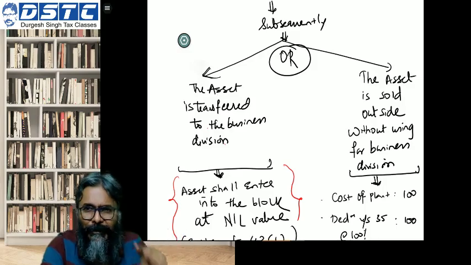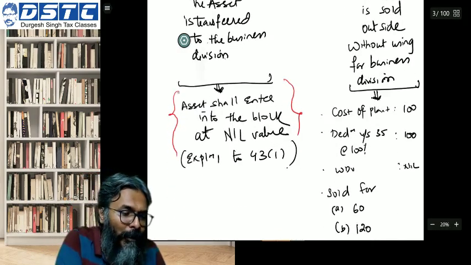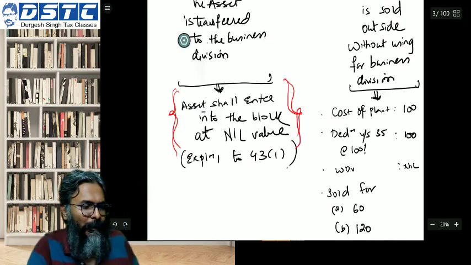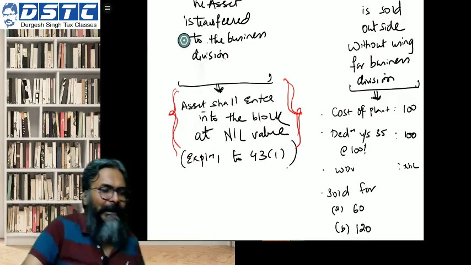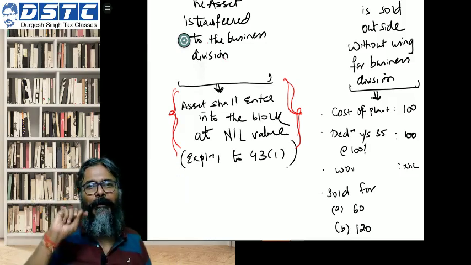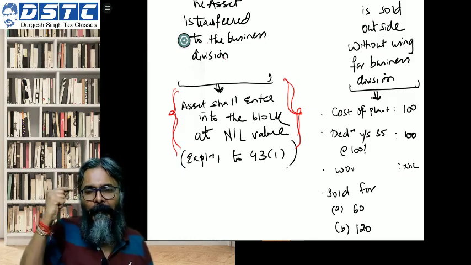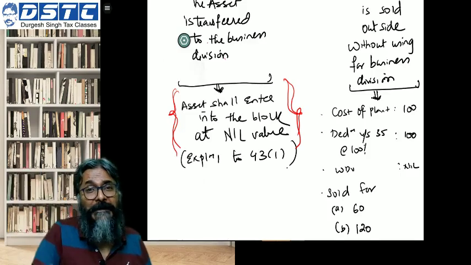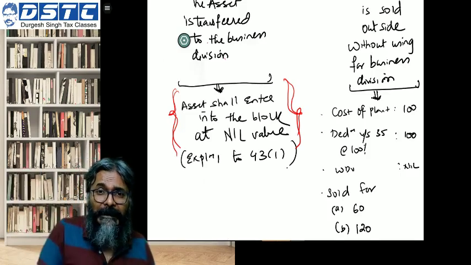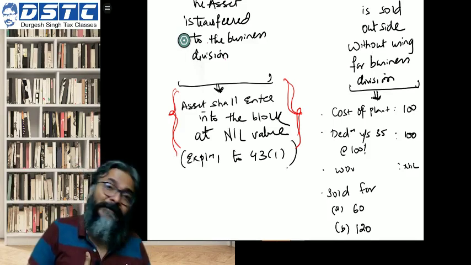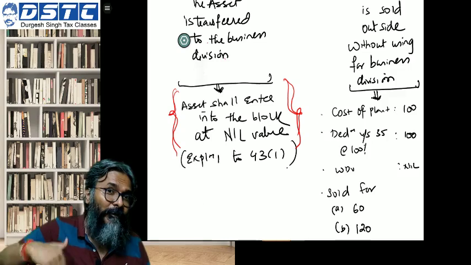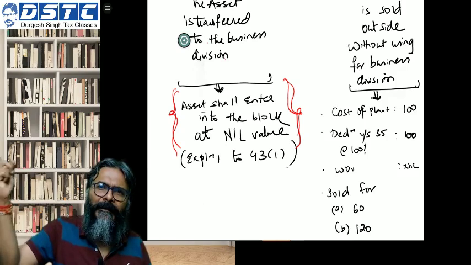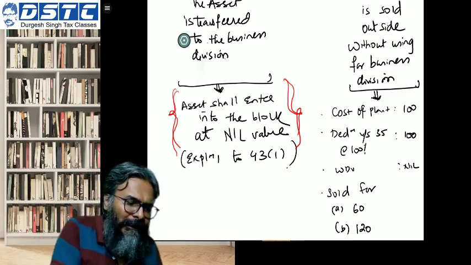Yes, the deduction is intact. So on the transfer of the asset to the business division, maybe even after 2 years, was my deduction intact? Yes, my deduction was intact. So therefore nothing was taken away from you. So therefore in this case the asset will enter into the block.